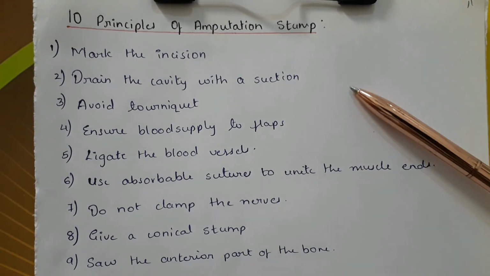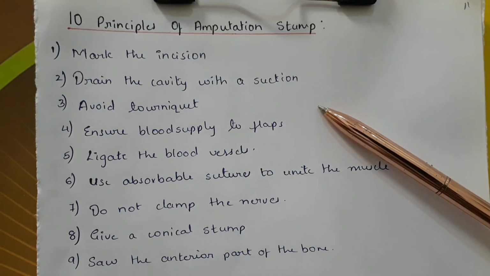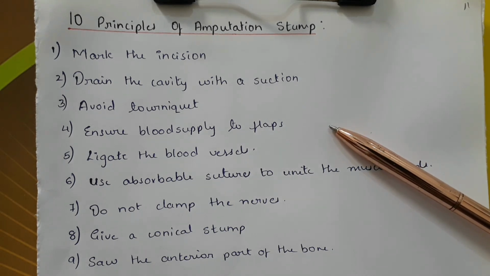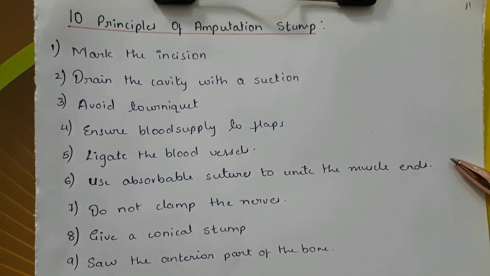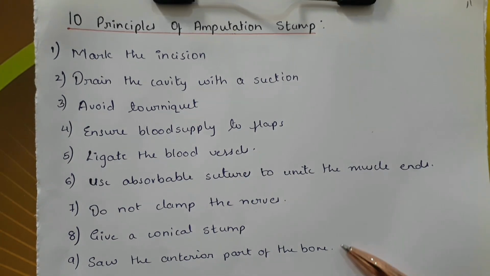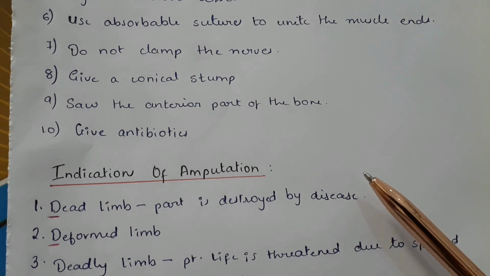Ten principles of amputation stump. Mark the incision, drain the cavity with a suction, avoid tourniquet, ensure blood supply to the flaps, ligate the blood vessels, use absorbable sutures to unite the muscle ends, do not clamp the nerves, give a conical stump, saw the anterior part of the bone. Give antibiotics.